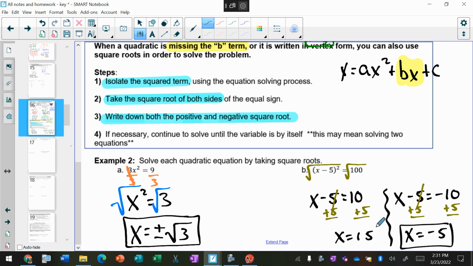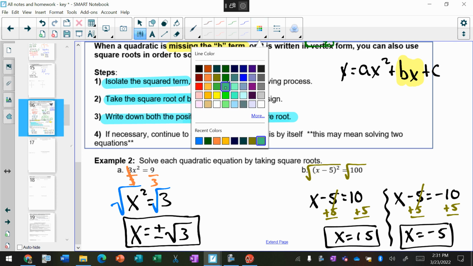There we have our two roots, as we should have because our equation started with an exponent of 2, so we know we should have two roots. One of them came from the square root of 100 being positive 10. The other came from the option where the square root of 100 could have been negative 10.